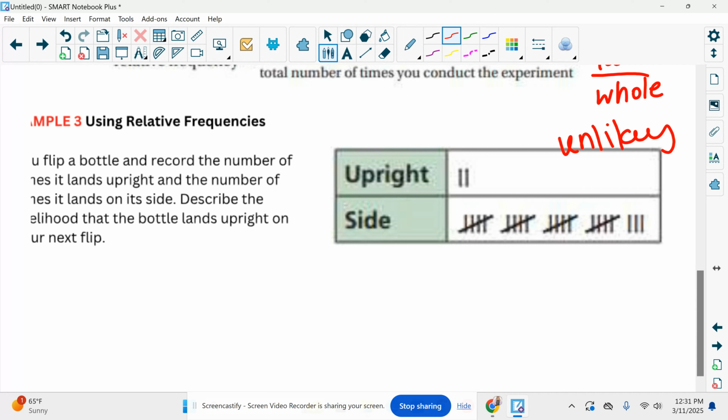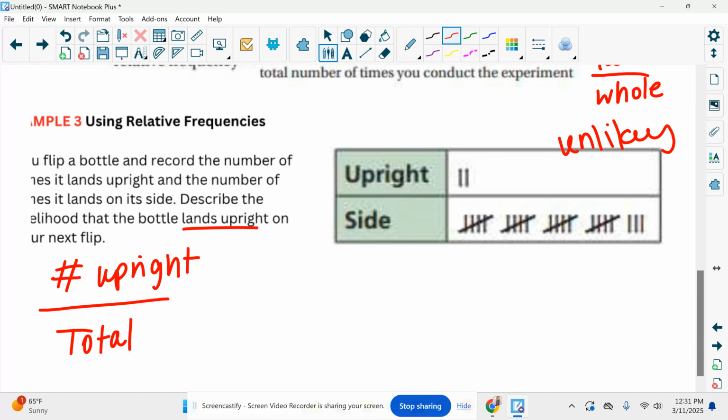Because we're talking about lands upright, you're going to look at the number of flips that land upright compared to the total number of flips that you did. So how many landed upright? 2 landed upright out of a total of 25 flips. You're going to convert that fraction to a percent, which gives you, if you punch it in your calculator, you have to hit the second button and hit the parentheses button, and it'll give you 8%.